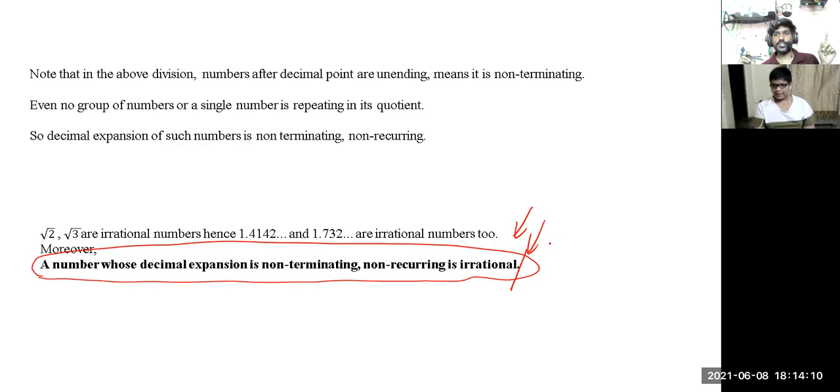The first definition says if it cannot be written in the form of p by q. And the second definition says whose decimal expansion is non-terminating, non-recurring. So now if anyone asks you what irrational numbers are, you have two definitions for it. Both the definitions are correct. Okay.